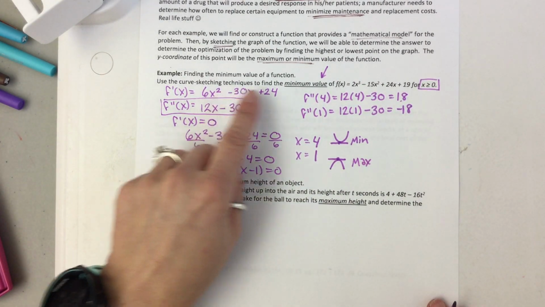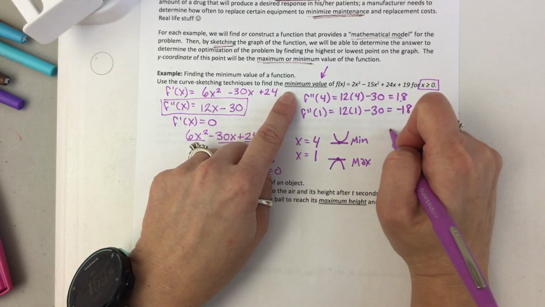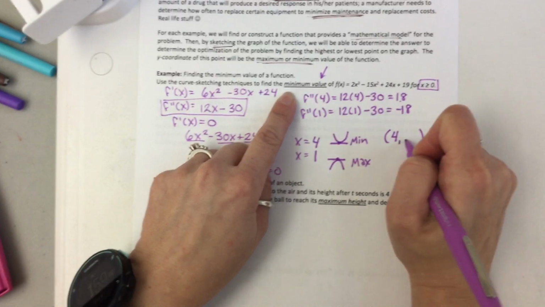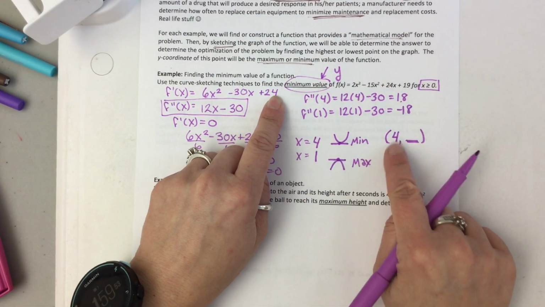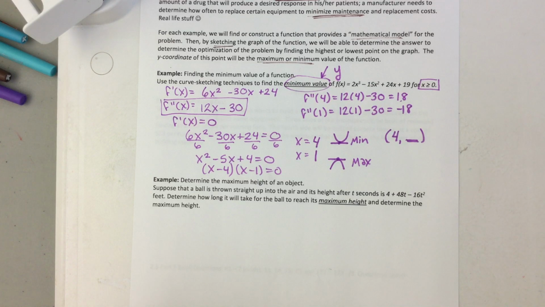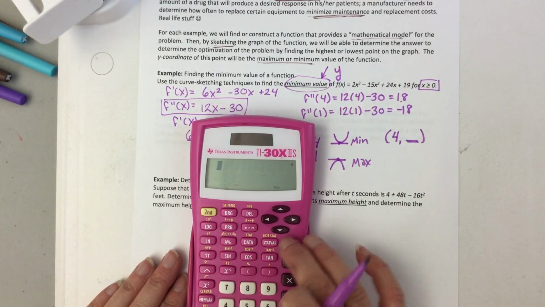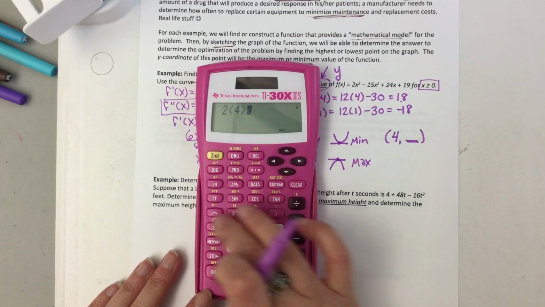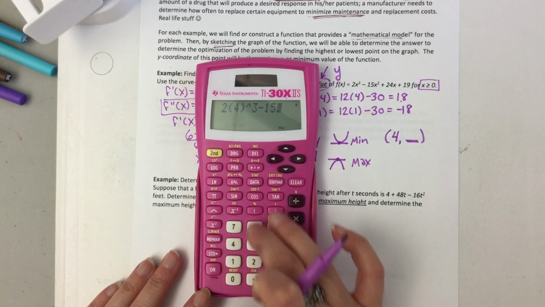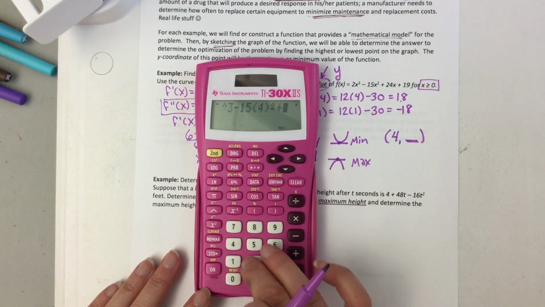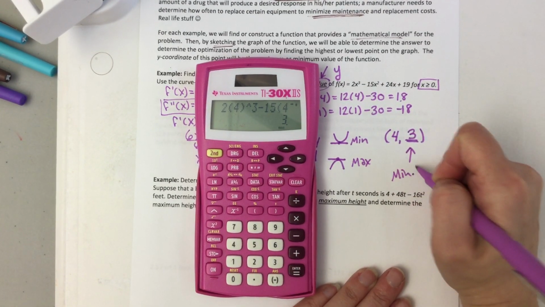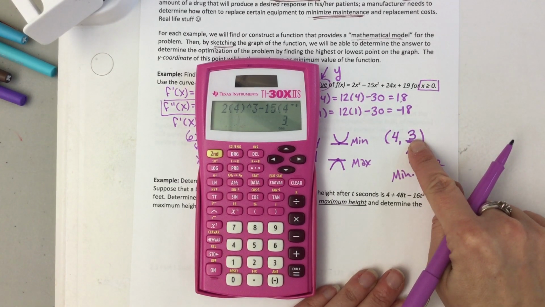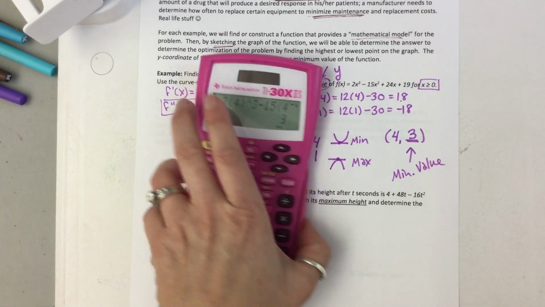Now the question says, find the minimum value. The minimum occurs when the x value is 4. They want you to find the minimum value, which is the y value at this location. In order to find the y value, you have to plug it into the original. So 2 times 4 to the power of 3 minus 15 times 4 squared plus 24 times 4 plus 19 is 3. The minimum value is 3. It occurs 4 units to the right if we were graphing.